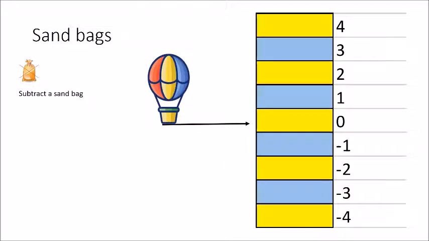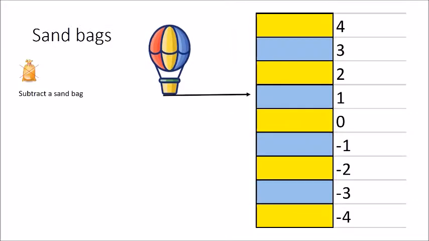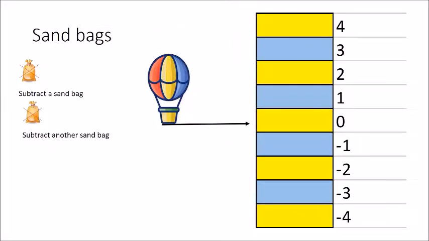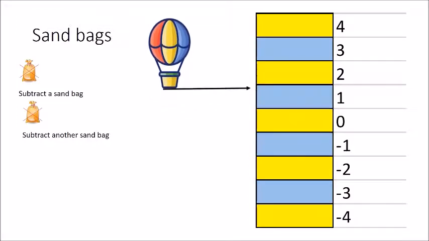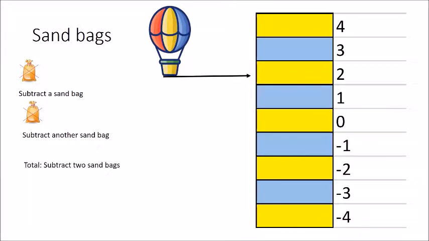If we subtract a sandbag, our balloon will get lighter and we'd go up the number line. We'll end up at 1. If we subtract a sandbag and subtract another sandbag, we'll end up at 2 on the number line. In total, we've subtracted 2 sandbags from our model.